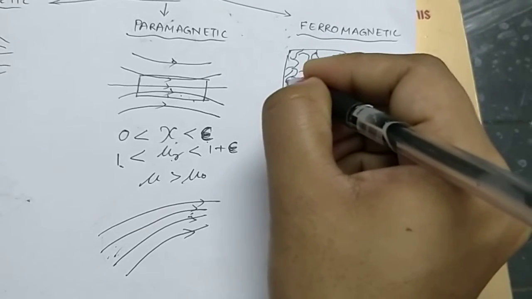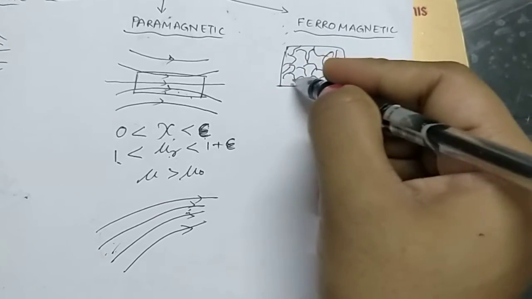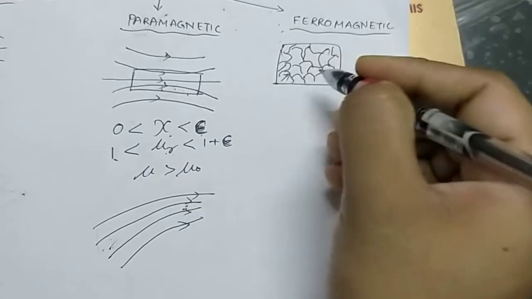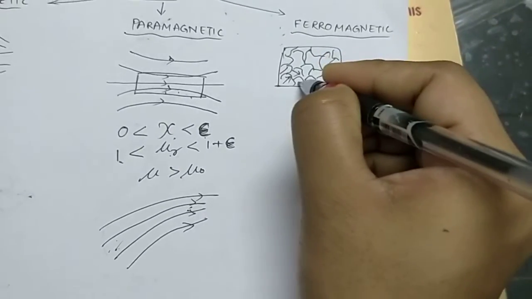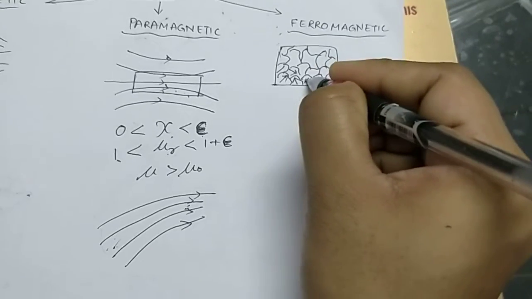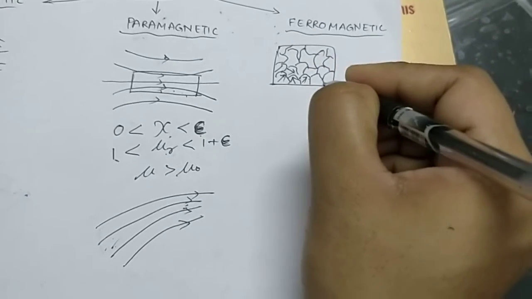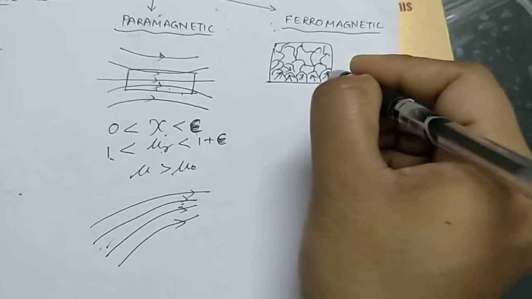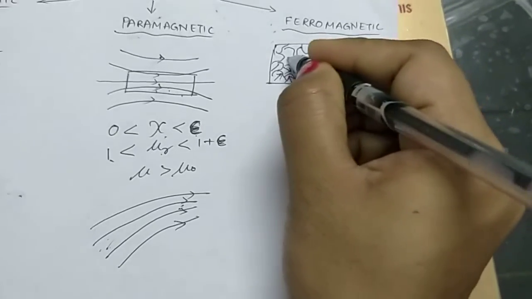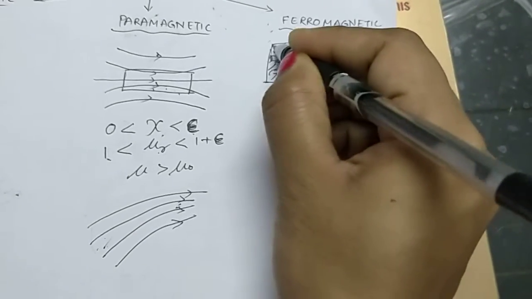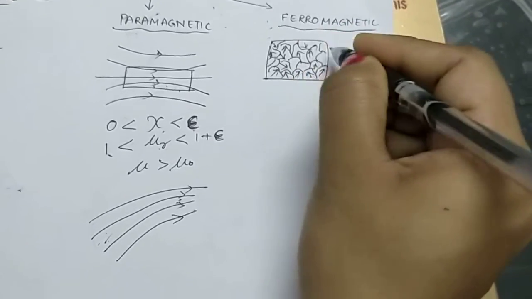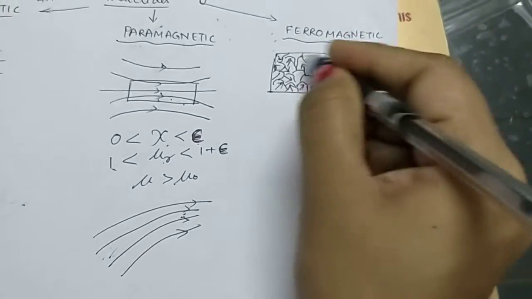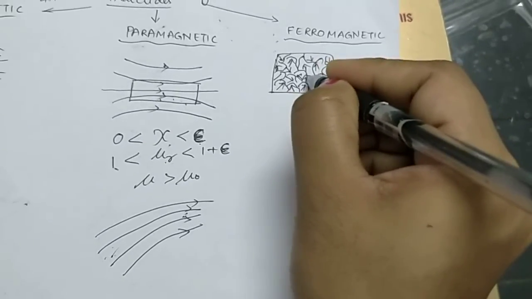All the atoms inside, their magnetic moments are in one particular direction. Say this. In this domain, all magnetic moments are in one direction. Each microscopic domain has a magnetic moment, but on the whole, all these domains are randomly oriented. So what will happen? The net magnetic moment is zero when you don't keep it in an external magnetic field.